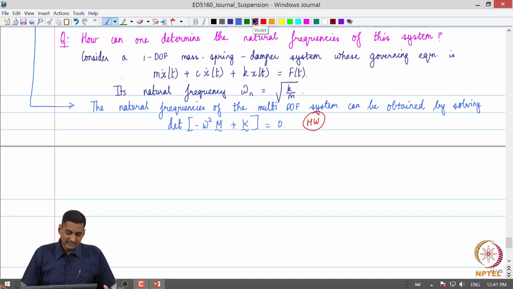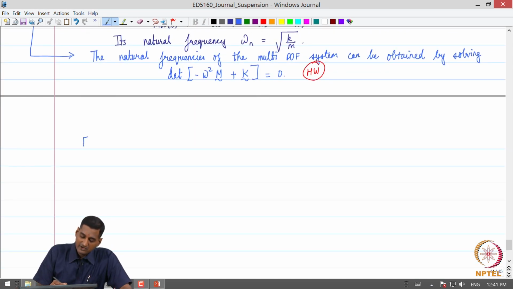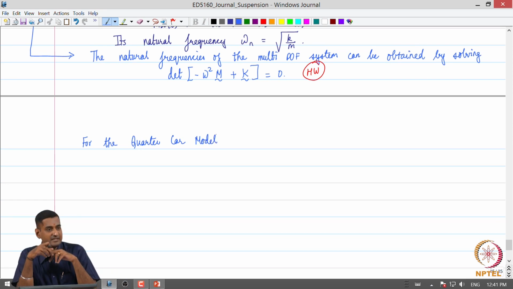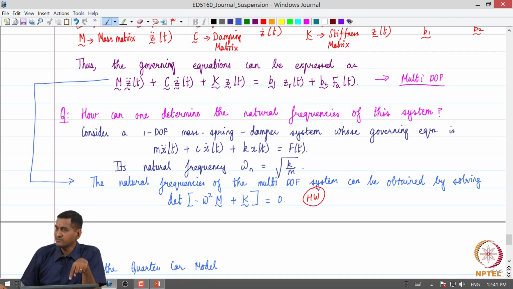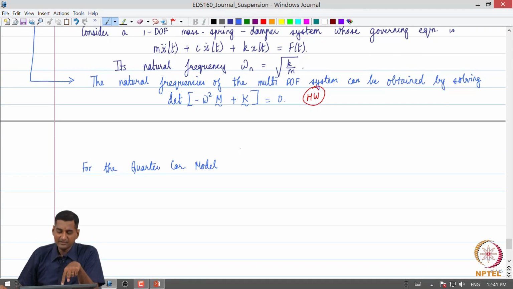So, if this were the case for our quarter car model, what will happen? By the way, what is the definition of natural frequency? It is a frequency at which the undamped unforced system will oscillate when we subject it to a perturbation. That is the definition one needs to use to get this formula. Please apply the definition to this general governing equation of a multi degree of freedom system, and you will get this result. Please do it as an exercise.